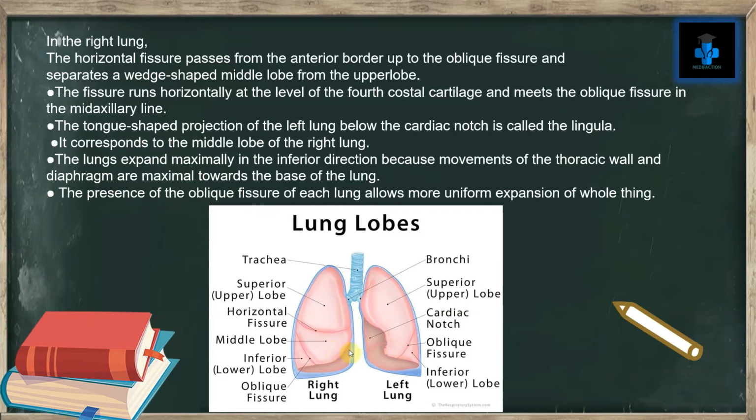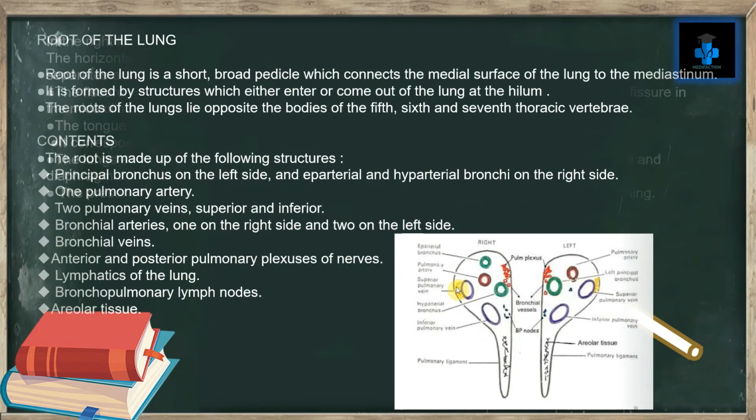The lungs expand maximally in the inferior direction because the movement of the thoracic wall and the diaphragm are maximal towards the base of the lung. The presence of the oblique fissure on each lung allows more uniform expansion of the whole thing.